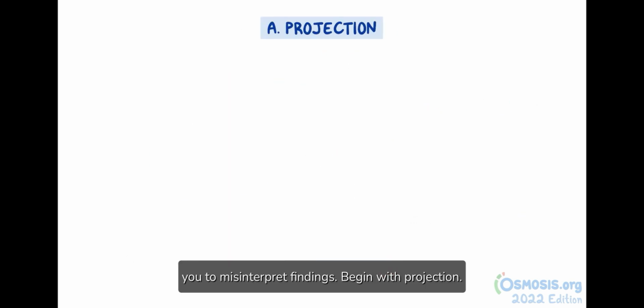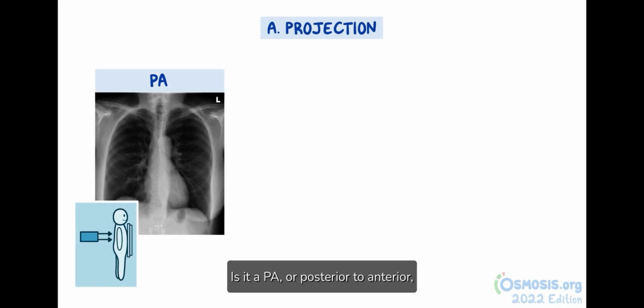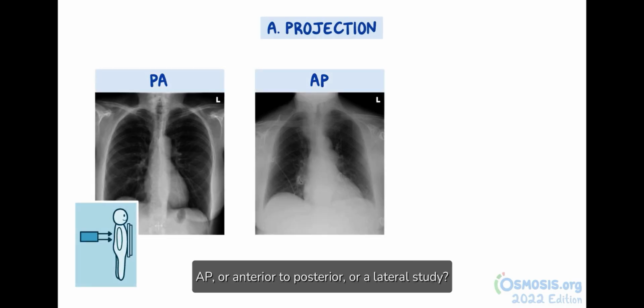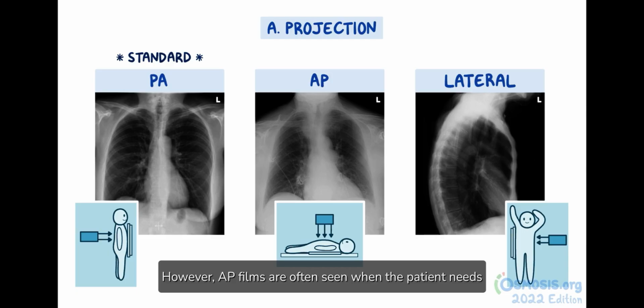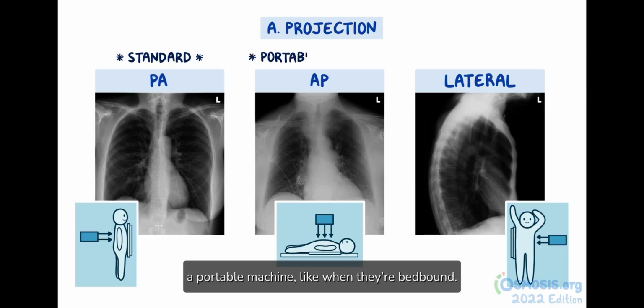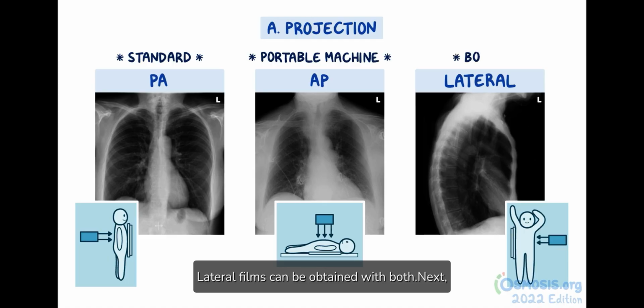Begin with projection. Look to see how the film was taken. Is it a PA, or posterior to anterior, AP, or anterior to posterior, or a lateral study? The standard chest x-ray is PA. However, AP films are often seen when the patient needs a portable machine, like when they're bedbound. Lateral films can be obtained with both.